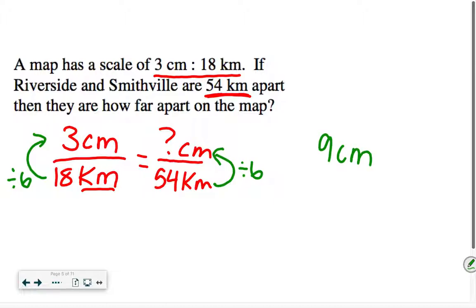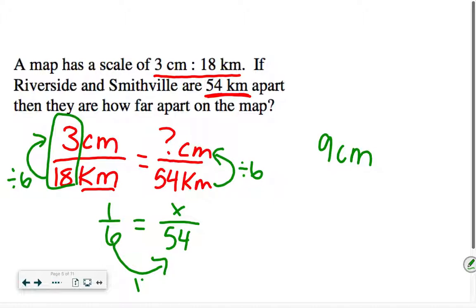The other thing you can do is simplify the 3 over 18 to be 1 over 6 equals x over 54. Then 6 times 9 is 54, so 1 times 9 has to be 9. So you get the same answer either way. Looks like more work though. Kind of. Questions there? That one's a little goofy, I know.